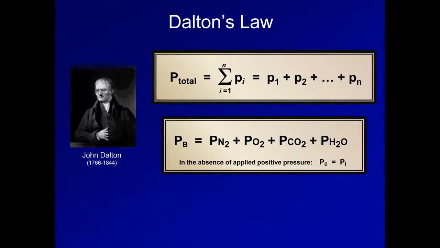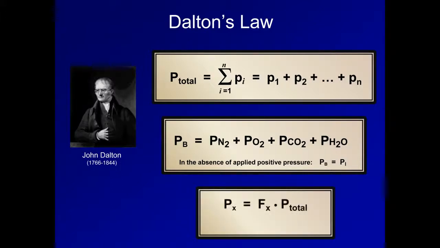A corollary to Dalton's law can be quickly derived from simple algebra that the partial pressure of a gas X is equal to the fractional concentration of that gas multiplied by the total pressure. For example, the partial pressure of carbon dioxide in alveolar gas is equal to the fractional concentration of CO2 in the alveoli times the total intraalveolar pressure, and the average intraalveolar pressure must equal barometric pressure.